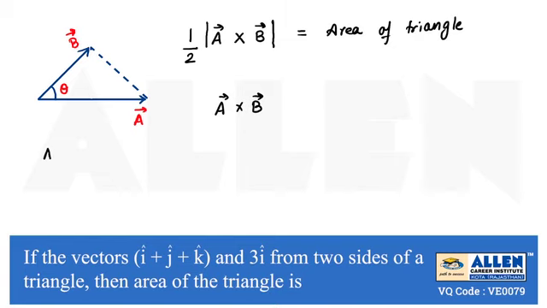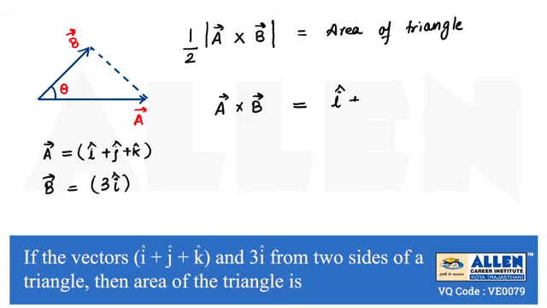Here in our question, two vectors are given. The first vector is i cap plus j cap plus k cap. So I have considered it as a vector, while the other vector is given as 3 i cap. So we have considered it as b vector. Now we will see what will be the result of their cross product. i cap plus j cap plus k cap cross multiplied with 3 i cap.